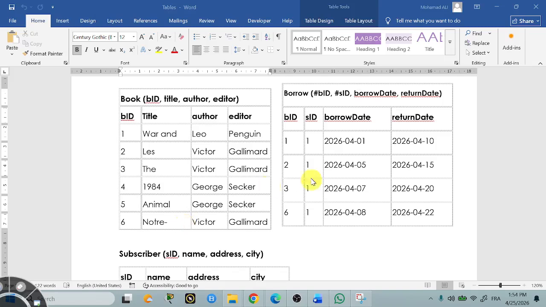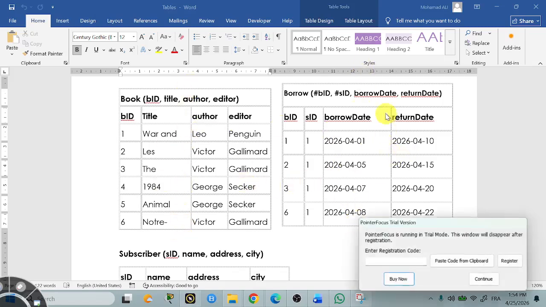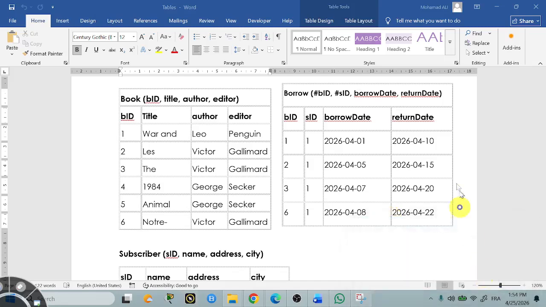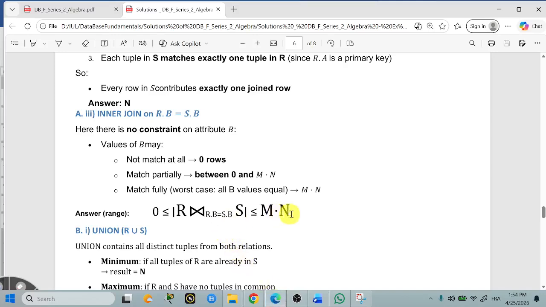m for R, and here we have S, so this is why the maximum is m times s. Okay, so the value will be between 0 and m times n. There is no constant constraint on attribute B, so values of B may be no match at all.